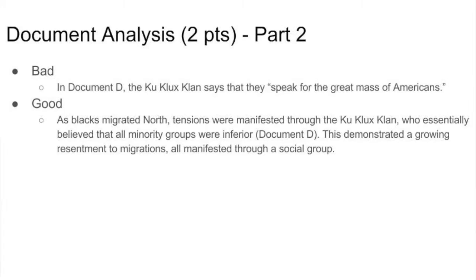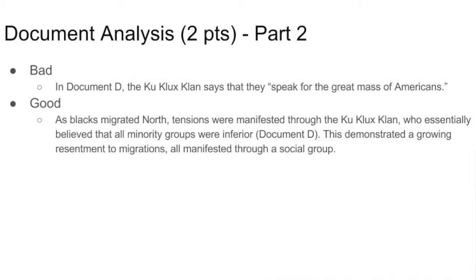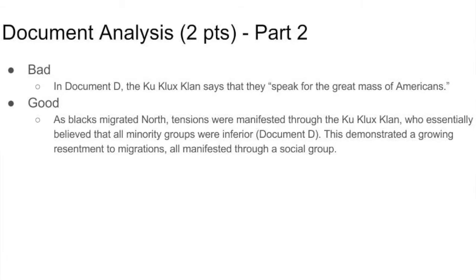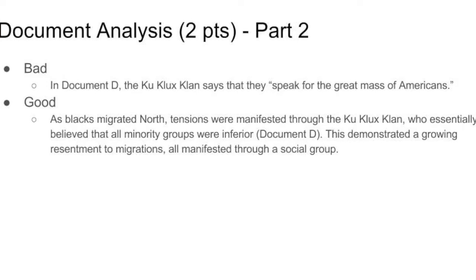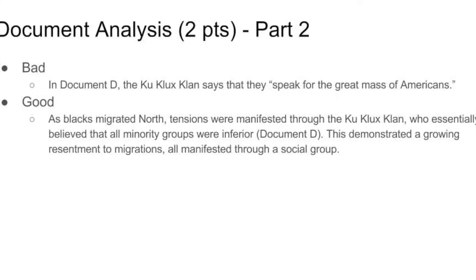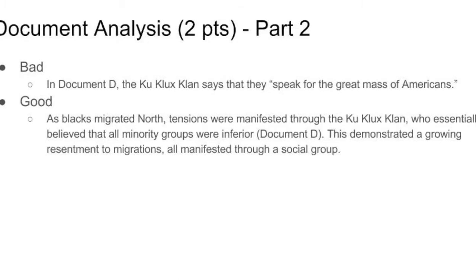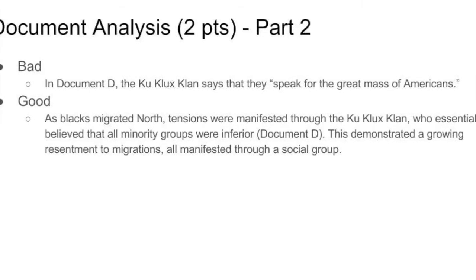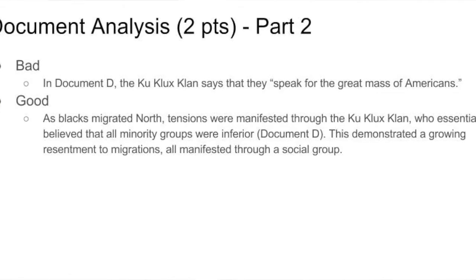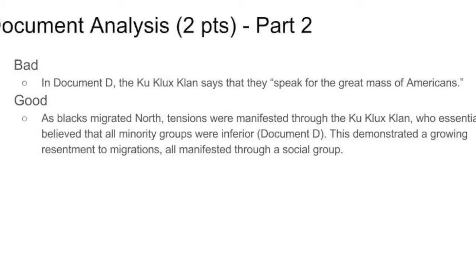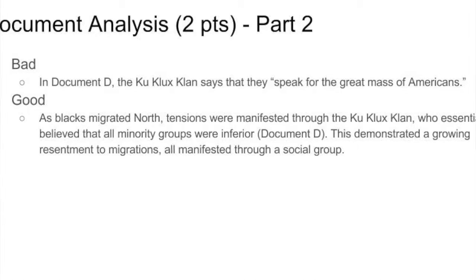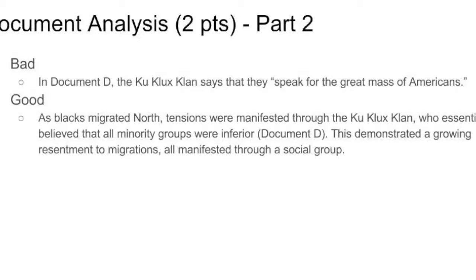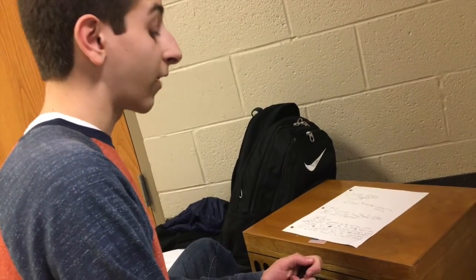So a good example would be, as blacks migrated north, tensions were manifested through the Ku Klux Klan, who essentially believed that all minority groups were inferior. (Document D). This demonstrated a growing resentment to migrations, all manifested through a social group. So we see that we had the historical context with the HIP, and we also had the point of view, and then we said parentheses document D because you don't want to distract the reader by saying in document D. And then we analyzed when we said it demonstrated growing resentment, so that showed it's significant. And we said it was due to migrations, which connects to the cause part of the thesis, and then all manifested through a social group, which shows the effect part of the thesis.